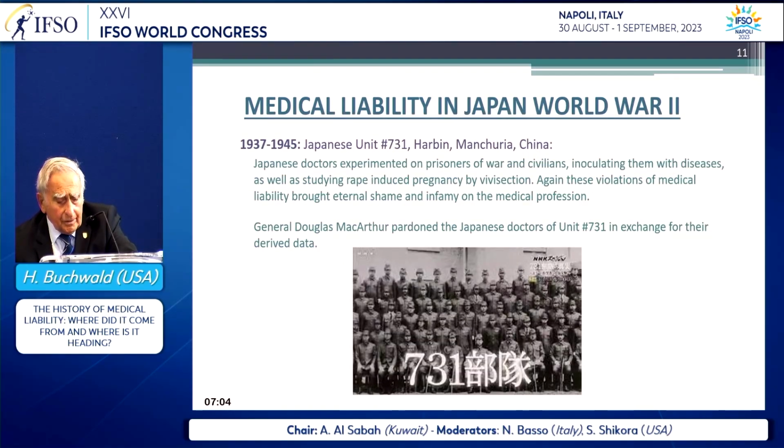1937 to 1945, Japanese Unit 731, Harbin, Manchuria, China. Japanese doctors experimented on prisoners of war and civilians, inoculating them with diseases, as well as rape-induced pregnancy studied by vivisection. Again, these violations of medical liability brought eternal shame and infamy on the medical profession. But here, unlike in Germany, General Douglas MacArthur excused the entire unit for their data.